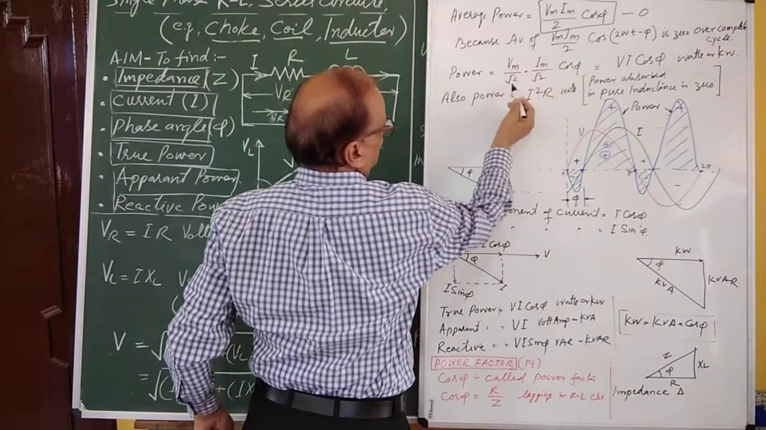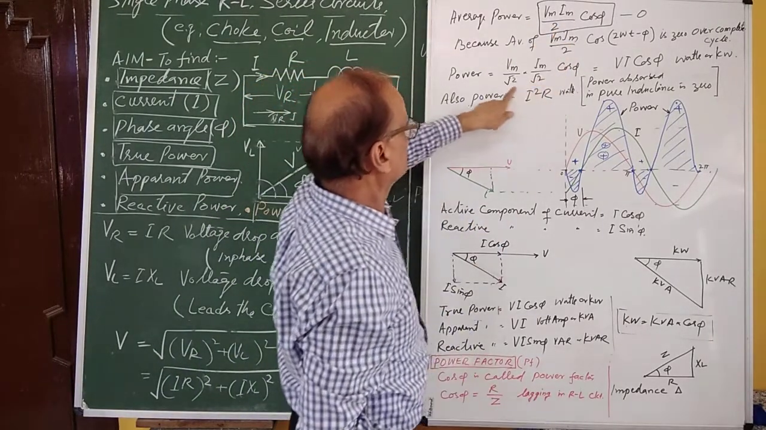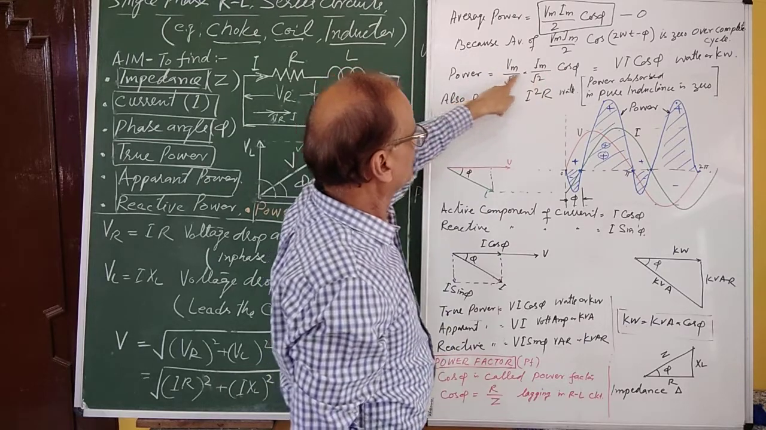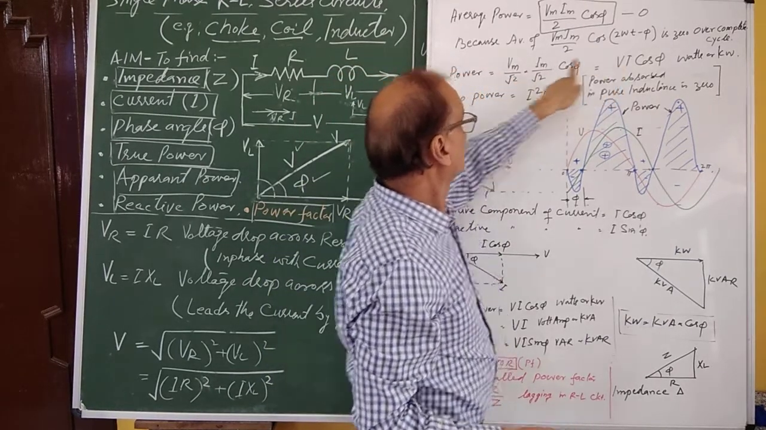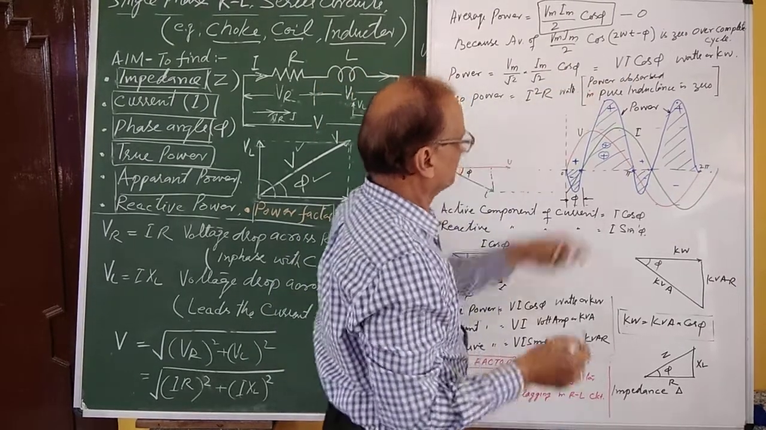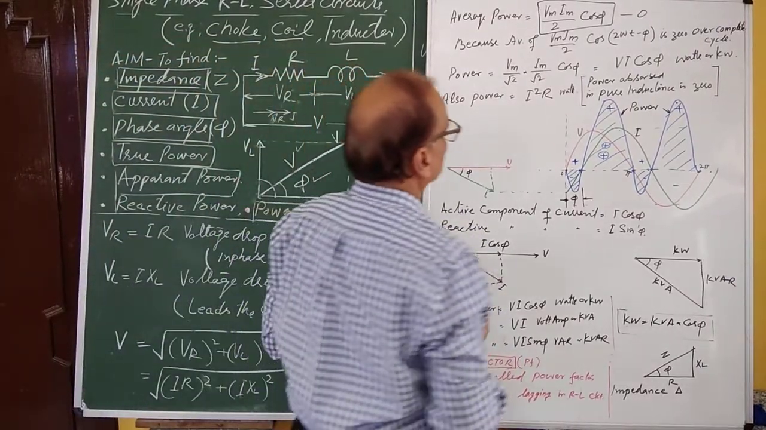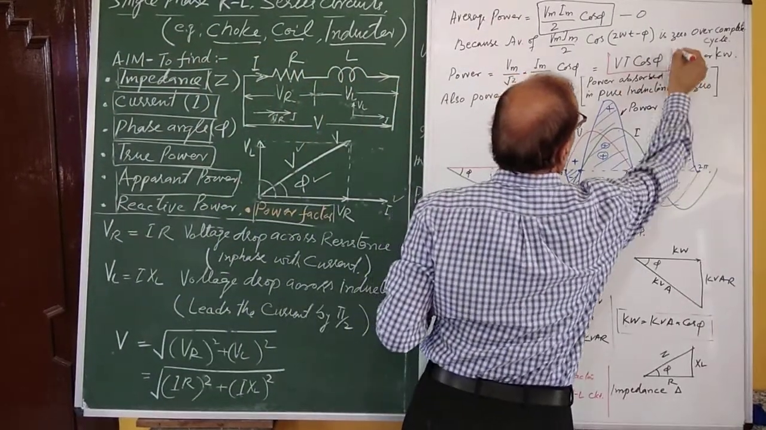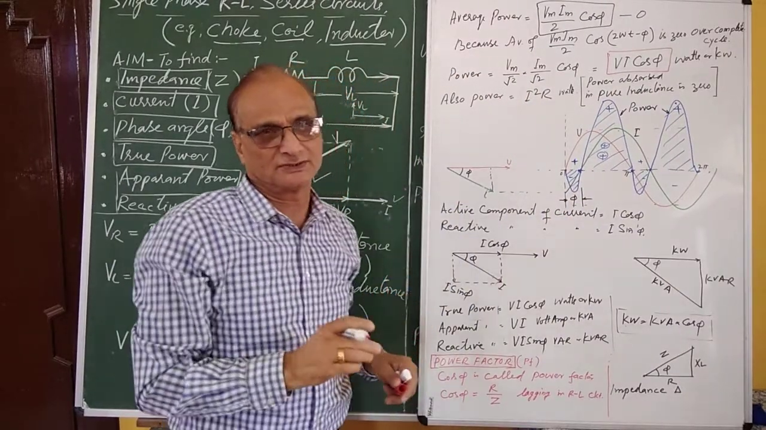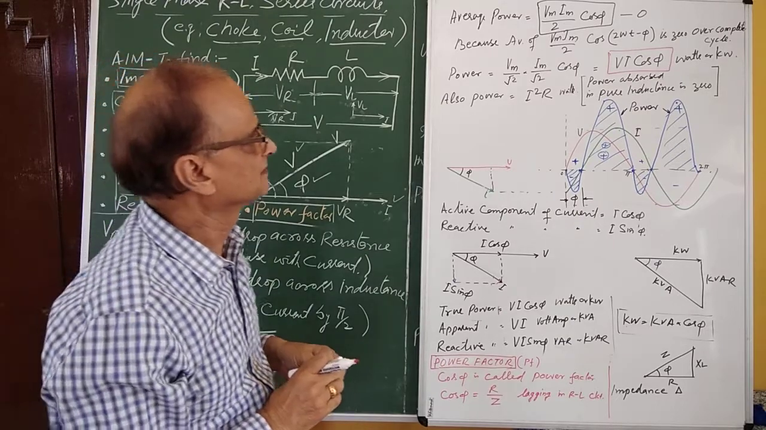This root 2 is divided into two parts, root 2 into root 2. Vm by root 2 is called Vrms. Im by root 2 is called Irms. So the formula for power in AC is V I cos phi. V I cos phi is the universal formula for power in AC.